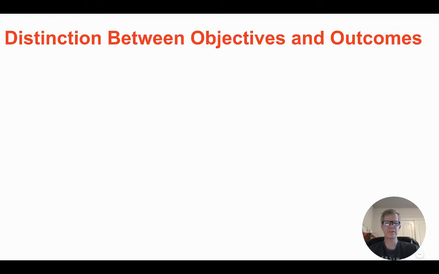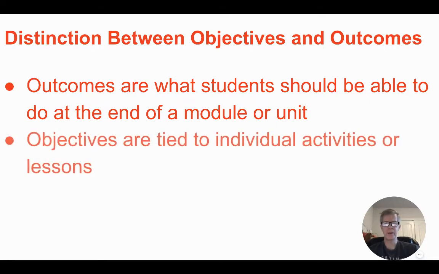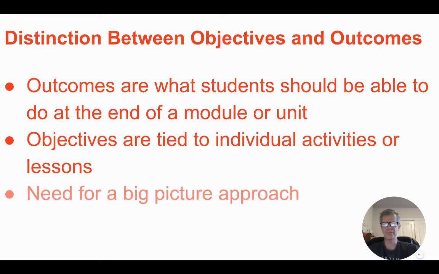First of all, we need to look at the distinction between objectives and outcomes. Outcomes are going to be the things which students should be able to do at the end of a modular unit. These are the larger pieces. Objectives are the smaller units, and these are tied more directly to individual activities or lessons within different modules and units of instruction. And really what we need to do here is take a big picture approach. This is where the syllabus that we've designed needs to fit hand in glove with the course plan and grid, and that contains those outcomes and objectives.